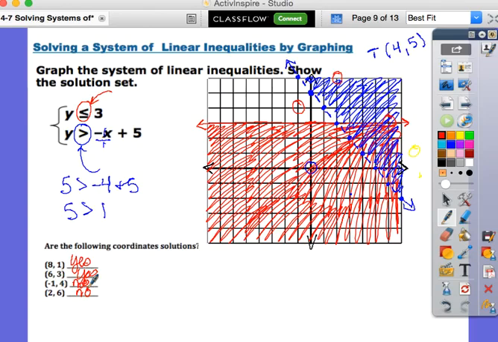Yes? Why wouldn't it be a solution if it's a dotted line? Because the dotted line means it can't be equal to. Dotted line means those points on the line are not solutions to the system. The equal to bar means it could equal, meaning all the points could be included.